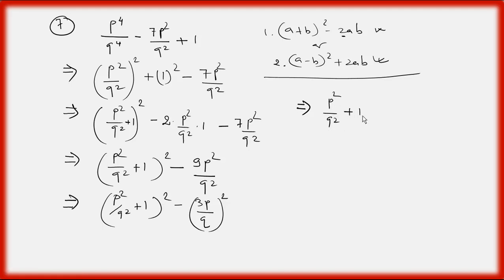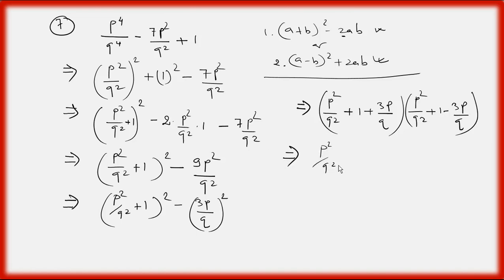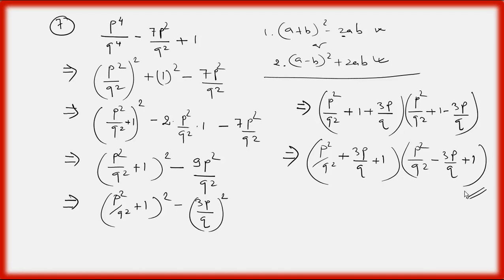And the next step is (p²/q² + 1 + 3p/q) times (p²/q² + 1 − 3p/q). Last step, (p²/q² + 3p/q + 1) and (p²/q² − 3p/q + 1). The last step. I believe you understand this.